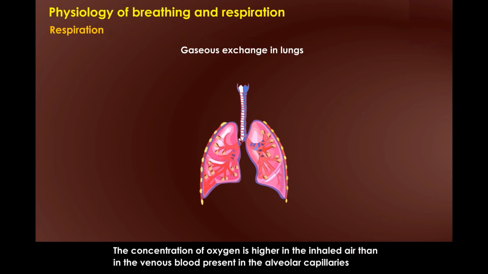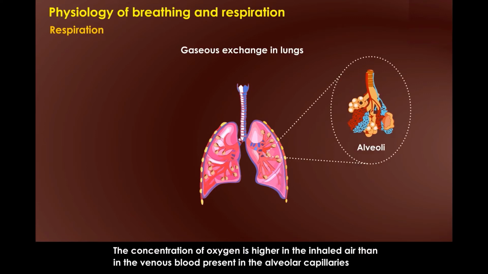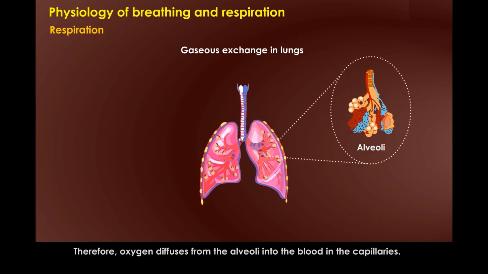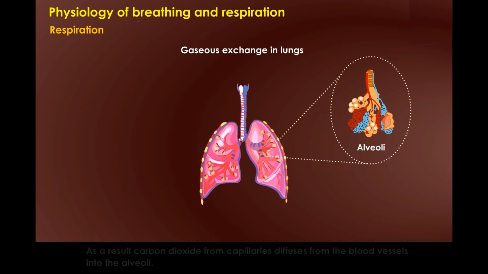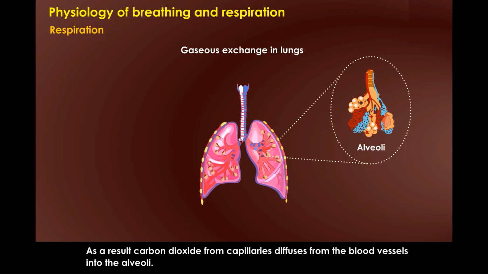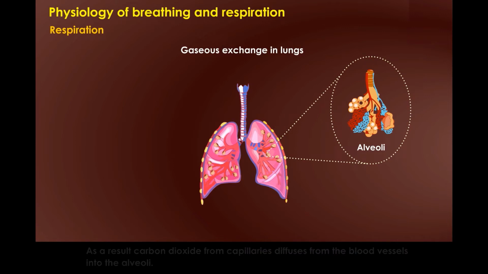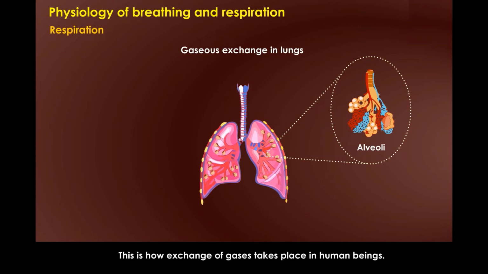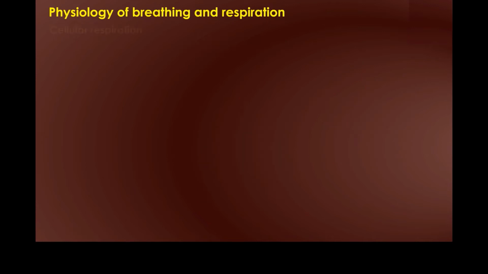The concentration of oxygen is higher in the inhaled air than in the venous blood present in the alveolar capillaries. Therefore, oxygen diffuses from the alveoli into the blood in the capillaries. As a result, carbon dioxide diffuses from the blood vessels into the alveoli. This is how exchange of gases takes place in human beings.